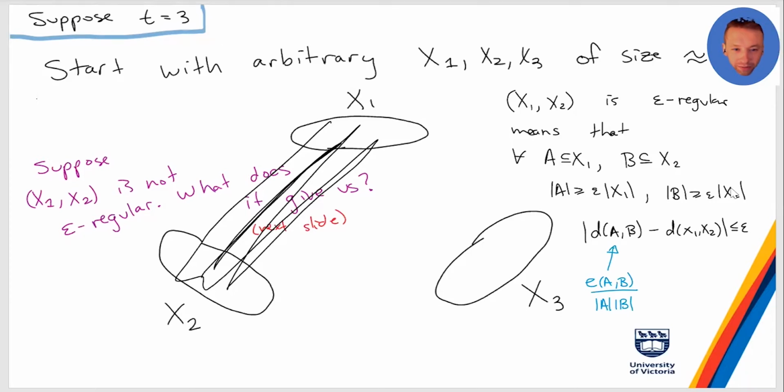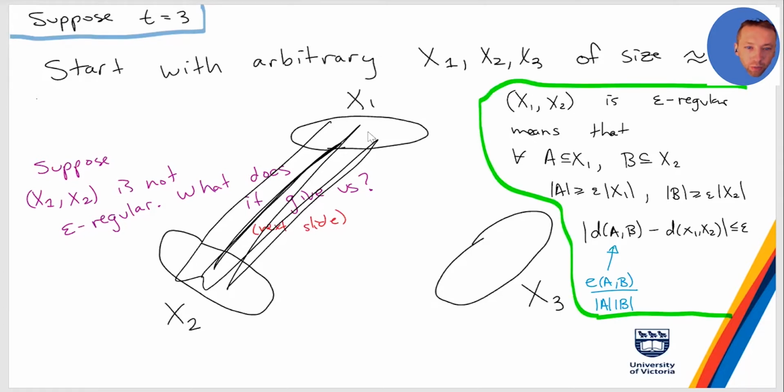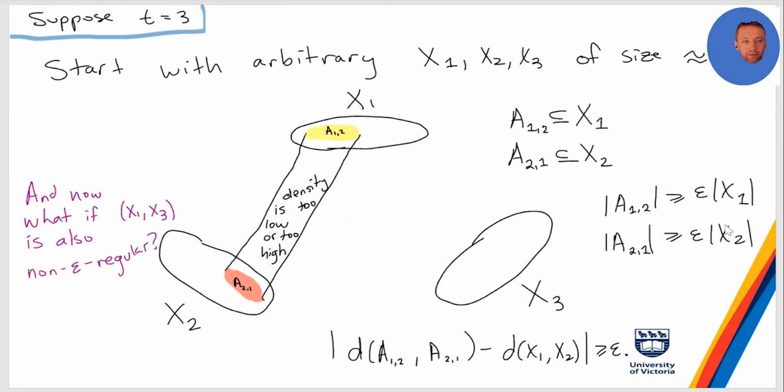Right. So if it's not epsilon regular, you negate this statement, and therefore there must exist some subset of here and some subset of here, which are big enough, but the density between them is bad. It deviates from the density between X1, X2 by a significant amount. Okay, so my picture looks like this.